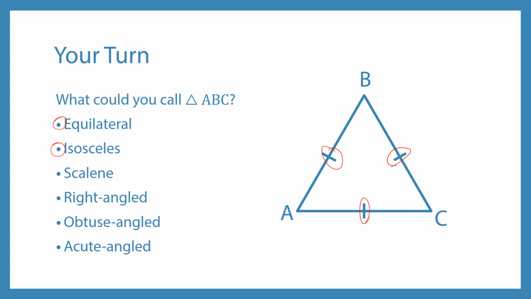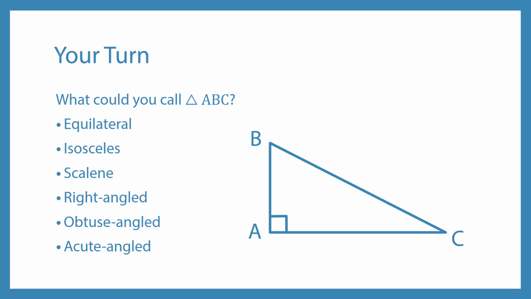Next, scalene is where we have every side a different size, which we know is not true, so we won't do that. A right-angled triangle, does this triangle have any right angles? Nope. It also doesn't have any obtuse angles. However, every angle is less than 90 degrees, so it's an acute angled triangle. So, triangle ABC is equilateral, isosceles, and acute angled.